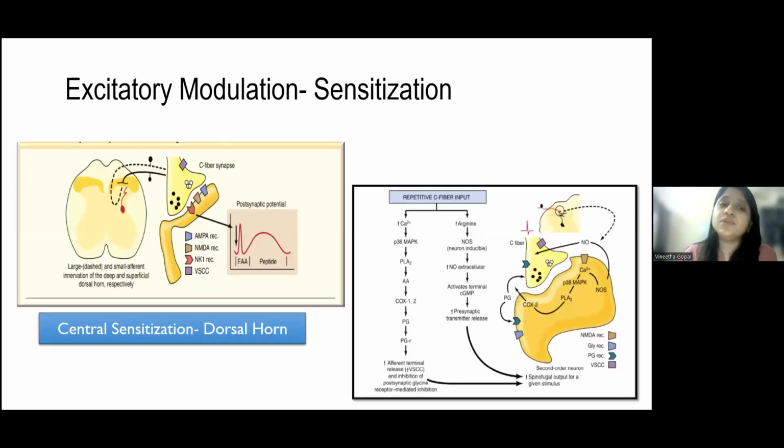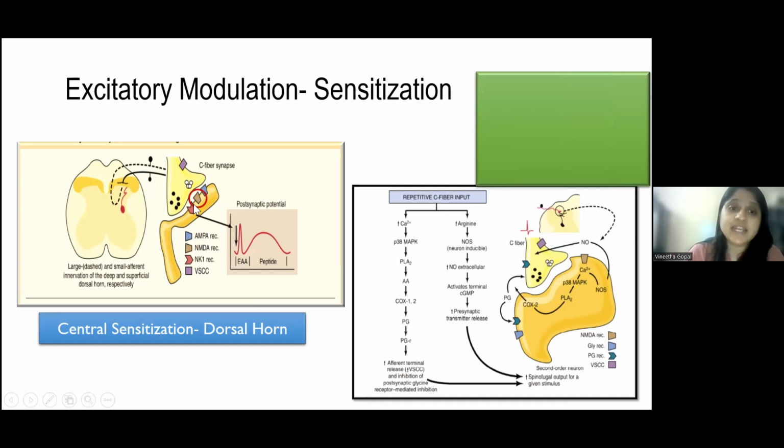Now we come to central sensitization. Don't worry, I'm not going to teach all these things. One receptor is attributed so much in the event of central sensitization, that is in the dorsal horn. Now the neurons become hyperexcitable. Earlier that happened with the peripheral nerve ending; now this happens in the dorsal horn. The projection neurons become hyperexcitable. And one receptor that is very much attributed for that is the NMDA receptor. So that is the role of the NMDA antagonist ketamine in attacking this central sensitization.